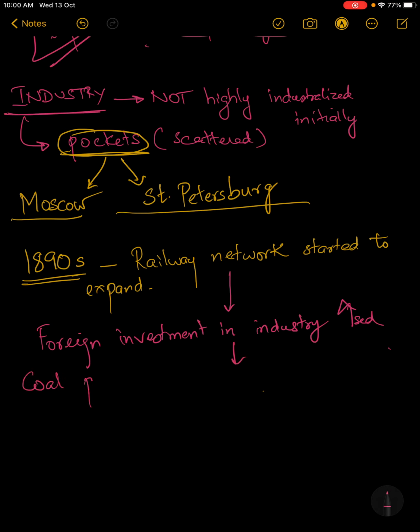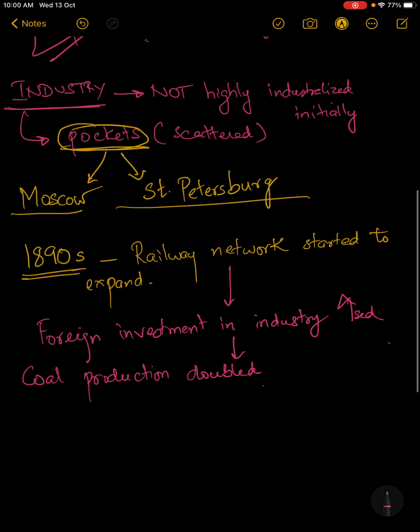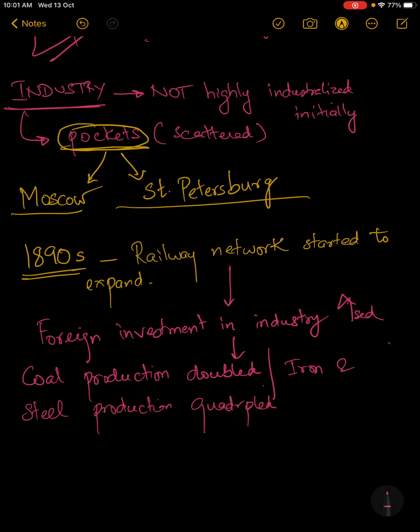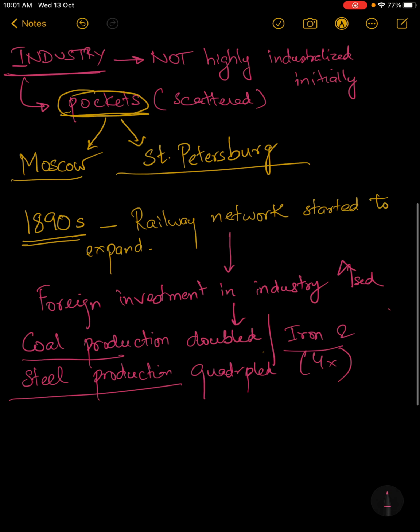Coal production doubled. So things are looking up for Russia. They're doing well for themselves. In fact, to the extent that iron and steel production had quadrupled. That is increased 4x. So the coal production doubled, iron and steel production quadrupled. Things are looking bright and nice and shiny for Russia, and it is looking good for them.